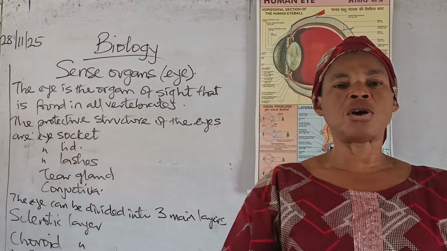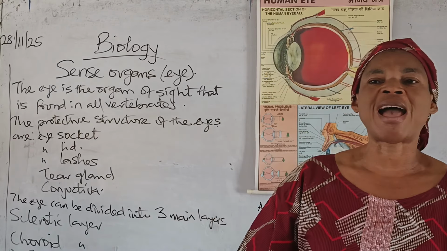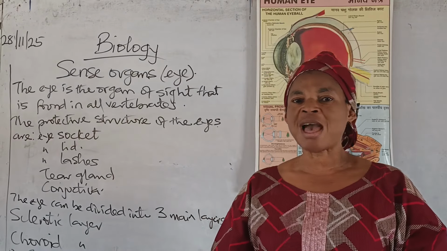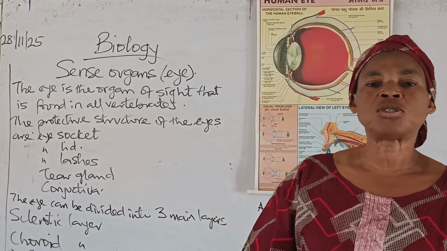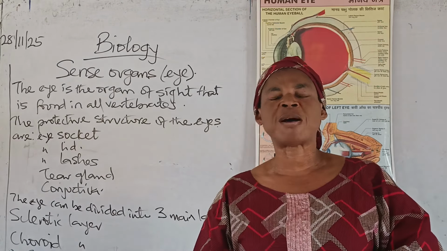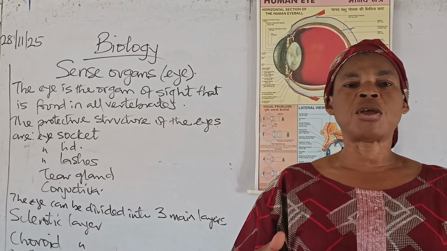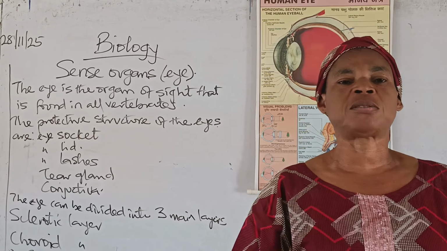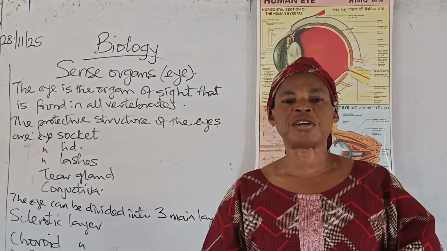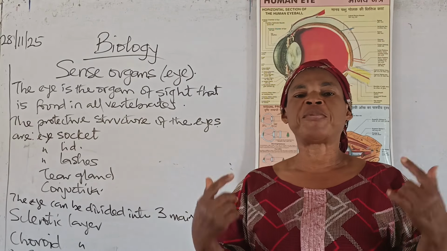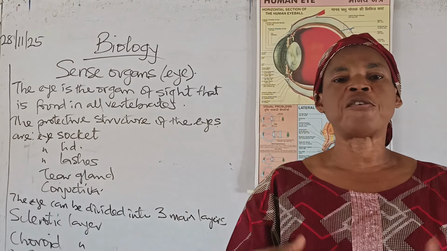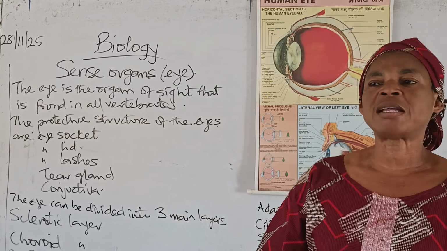At the front of the sclerotic layer, we have the conjunctiva and the cornea. The conjunctiva, just like I've explained, is part of the protective structure of the eye because it is the outermost part of the eye. If any infection wants to enter the eye, it becomes inflamed and prevents the infection from entering inside the eye.